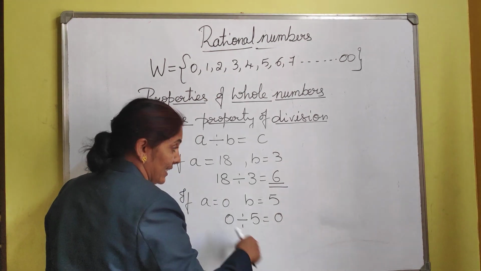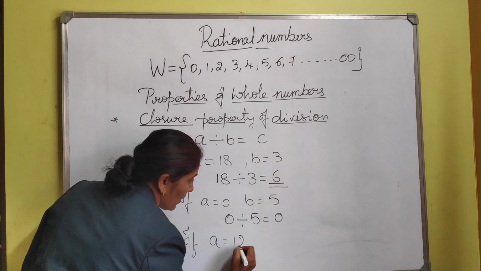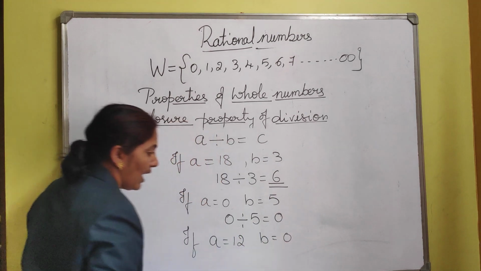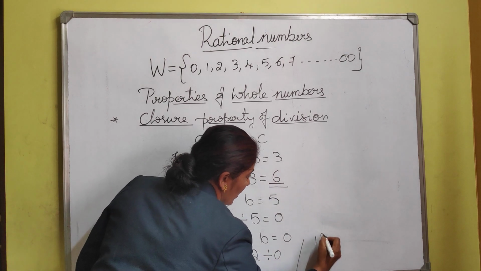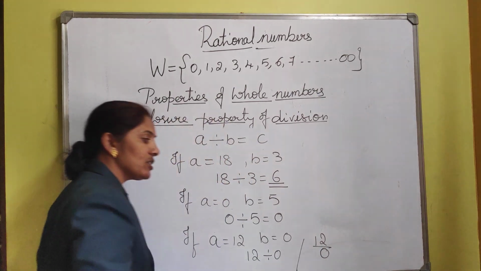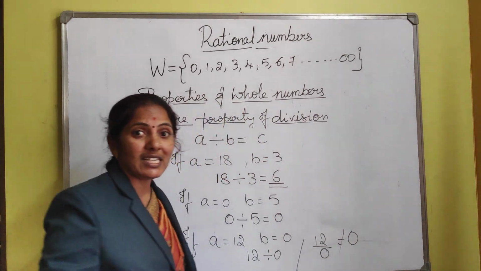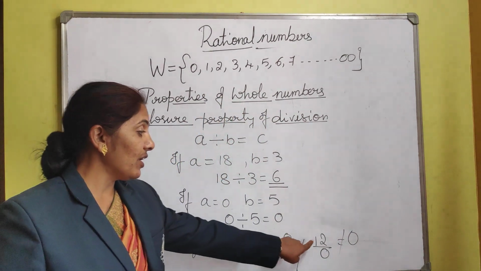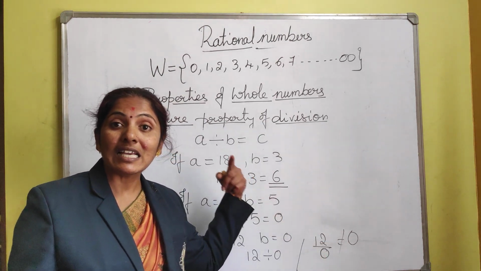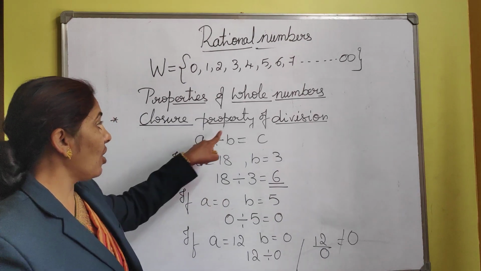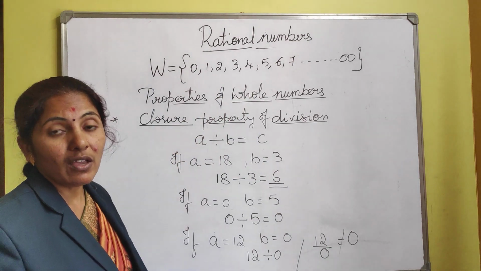Yes, it satisfies. Let us check one more condition. Say A is equal to 12 and B is equal to 0. I can write this as 12 divided by 0, or 12 by 0. Is this possible to be divided, or do we get the value 0? No, we do not get the value 0. It is undefined. Whenever a number is divided by 0, we get neither 0 nor any value. It is undefined. So the closure property of division does not satisfy the properties of the whole numbers.